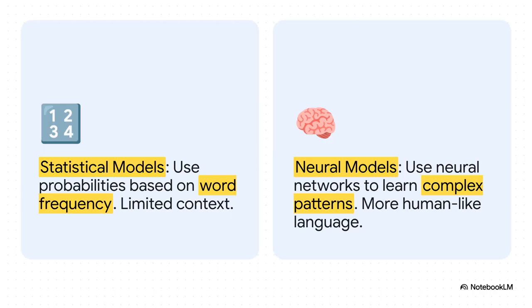You can really split the history into two big eras. First, there were statistical models. Think of them as simple accountants. They just counted how many times words appeared next to each other, but they had a tiny memory, only looking at the last few words.